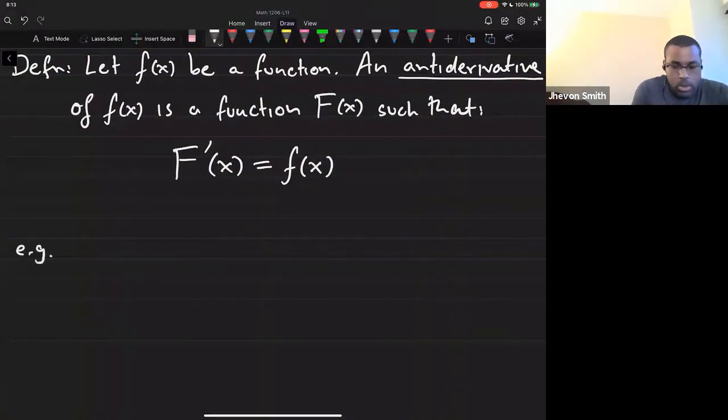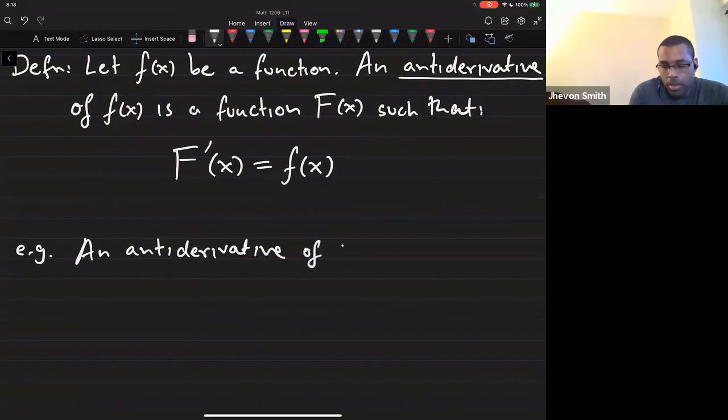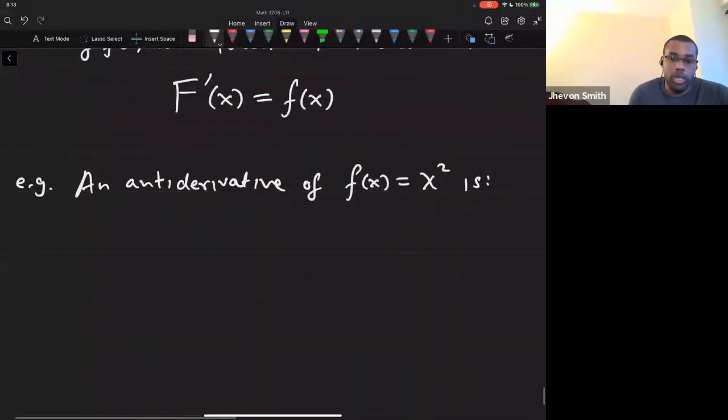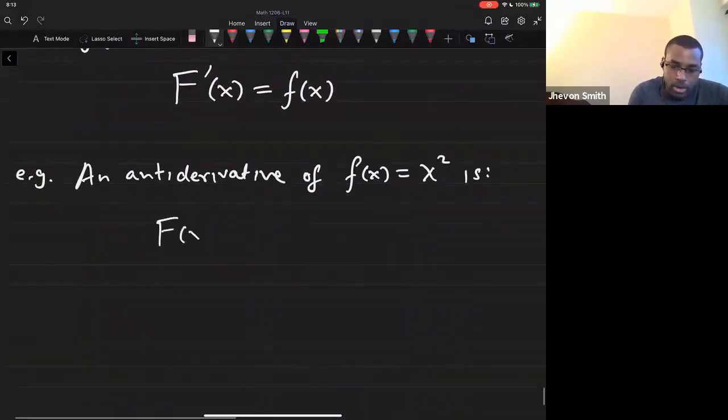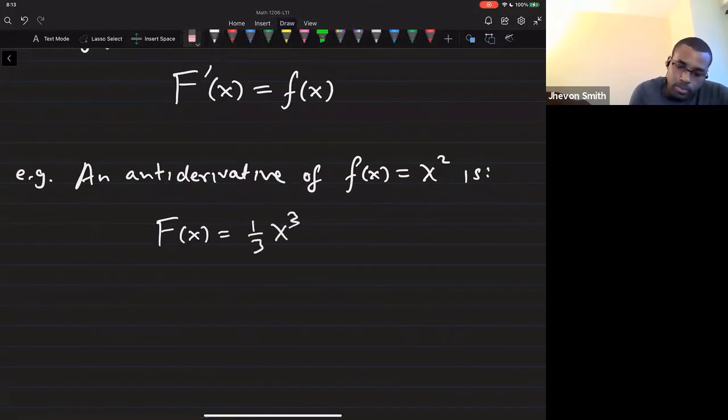So, example, an antiderivative of, say, f of x equals x squared is, here's one, you can have 1/3 x cubed. Okay, so that's an example of an antiderivative.